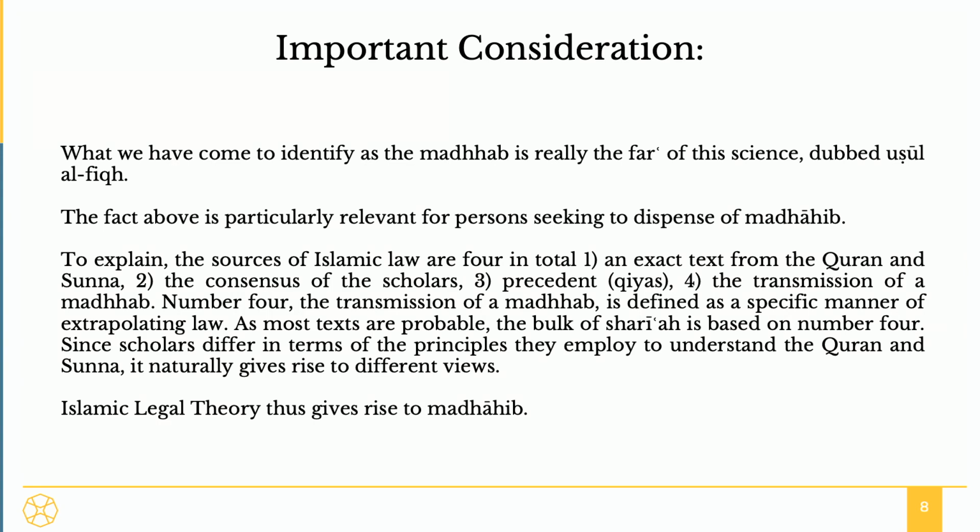The fact above is particularly relevant for persons seeking to dispense of madhahib. To explain, the sources of Islamic law are four in total: number one, an exact text from the Quran and Sunnah; number two, the consensus of the scholars; number three, precedent in terms of qiyas; and number four, the transmission of a madhab, which is defined as a specific manner of extrapolating law. As most of our texts in terms of Quran and Sunnah are probable, the bulk of Sharia is based on number four. Since scholars differ in terms of the principles they employ to understand the Quran and Sunnah, it naturally gives rise to different views, and Allah subhanahu wa ta'ala knows best.